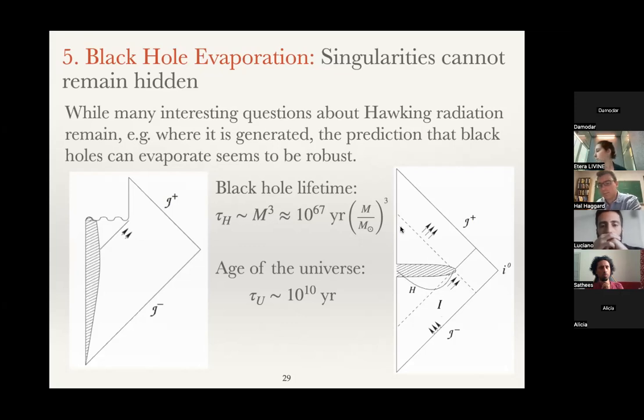So my fifth reason is that if black holes evaporate, we need to understand what happens at the end of their evaporation. We need to understand whether the central singularity is exposed. We need to understand what it is about quantum gravity that makes sense of this evaporation process. All right, those are my 5 reasons why quantum gravity.